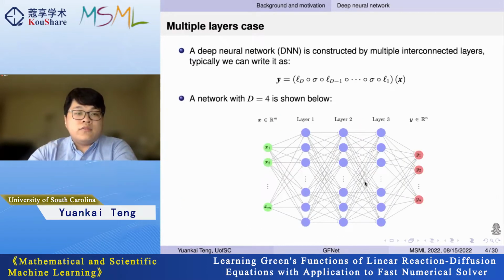As for the multiple layers case, deep neural networks are constructed by multiple interconnected layers. Typically we can rewrite it as d different layers composed with different activation functions, and then we can concatenate that to the input. And a network with 4 hidden layers, with depth 4, is shown below.